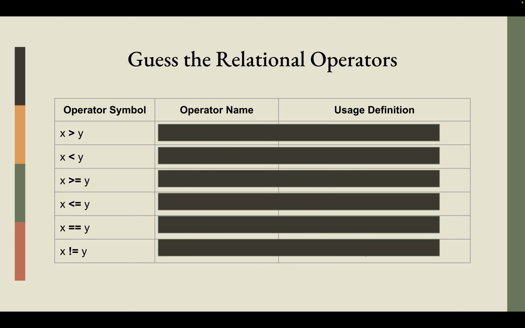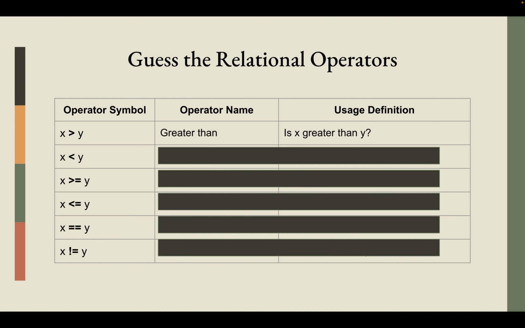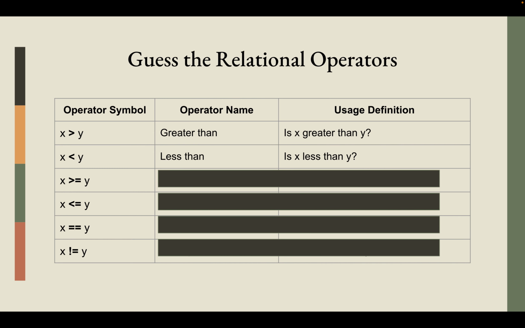Okay, I'm back. So the first one you might have seen in an algebra class, it's the greater than operator. So we're essentially checking, is x greater than y? If x was 8 and y is 5, then yes, it's true, 8 is greater than 5. The next symbol is the opposite, it's less than. So is x less than y? If x was 2 and y was 5, then it would be true, that 2 is less than 5.